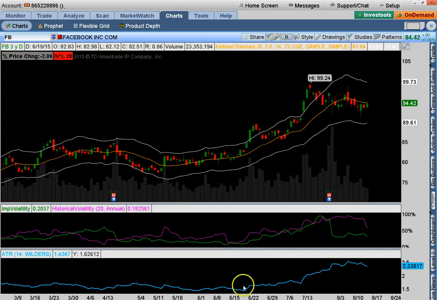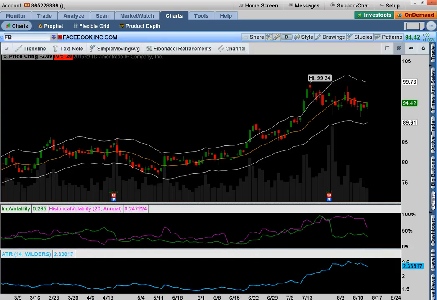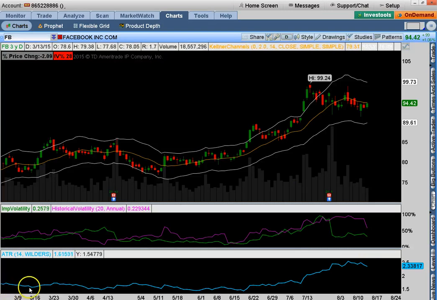Now, the average true range is a volatility indicator. In this case, looking at Facebook, we can see that at any given time, wherever I put my mouse, it'll tell me what the average true range was for the day. If you follow along the price bars, you could see it pretty much stays fairly steady, that the stock has not been volatile much at all. It's been basically staying at about $1.50 a day.